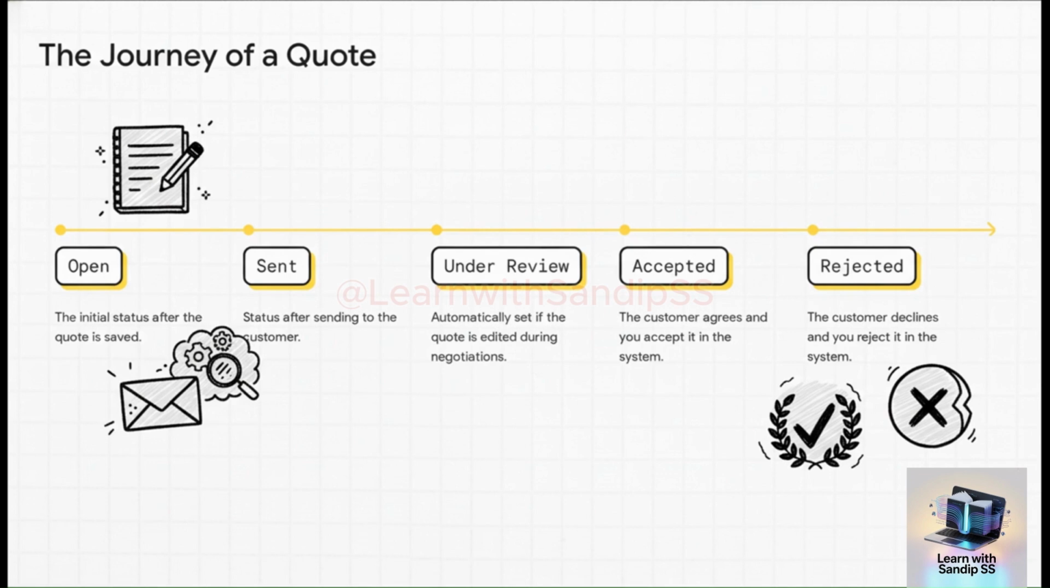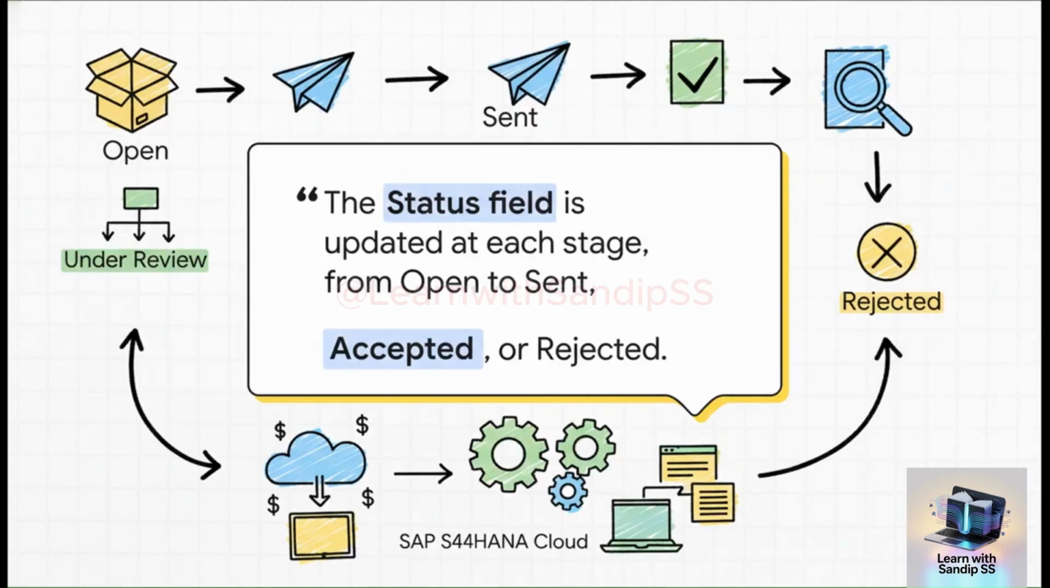Every status tells you exactly what's going on. And this is so important. That status field is so much more than just a label. It's the living, breathing, official record of your entire negotiation with that customer. Anyone on your team can look at it and know exactly where things stand. It's a total game changer for keeping everyone on the same page.